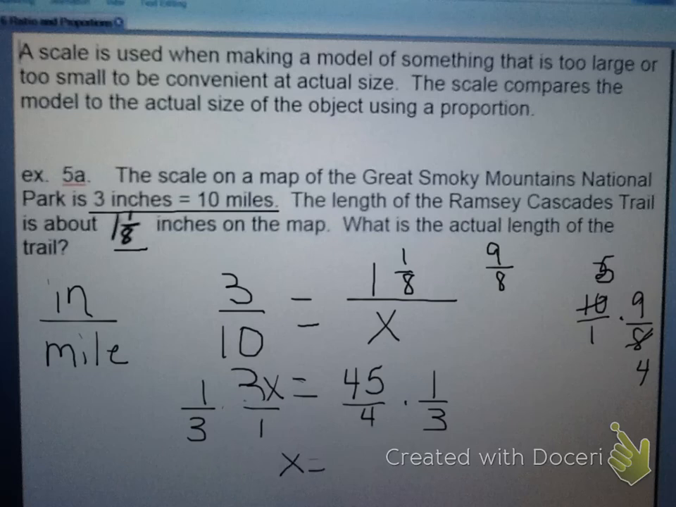Again, cross reduce. 3 goes into 45 15 times. So 15 times 1 is 15 over 4. Now, because we're dealing with measurement, we do not leave it in an improper fraction. We have to turn that into a mixed number. And 4 goes into 15 3 times with 3 left over. So the actual length of the trail is 3 3/4 miles.